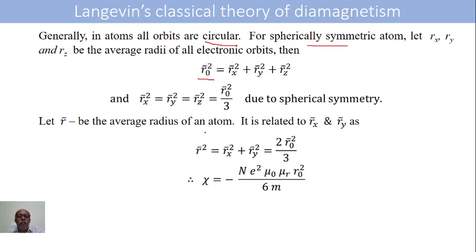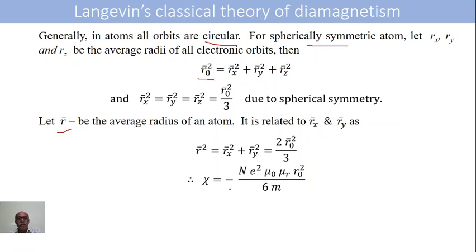If r is the average radius of an atom, see how rx and ry are related. r square is equal to rx square plus ry square, not considering z. We are considering only two axes. If that is the case, then this becomes 2 into r naught square by 3. Since each is equal to r naught square by 3, we have two terms: r naught square by 3 plus r naught square by 3. Therefore, that becomes equal to 2 r naught square by 3.